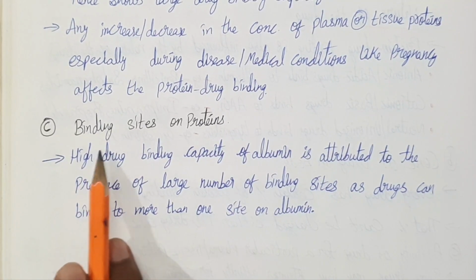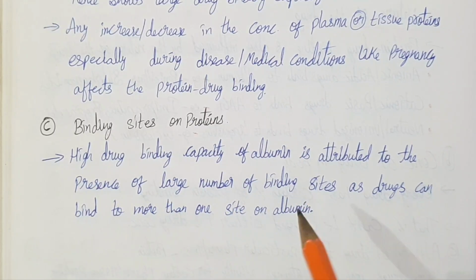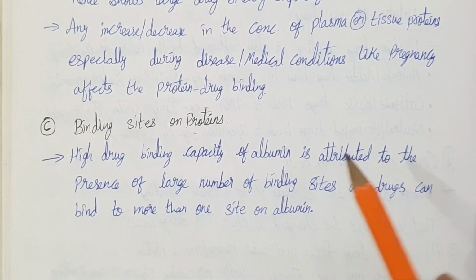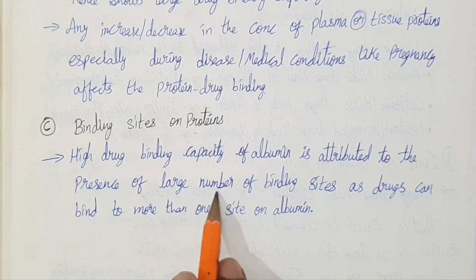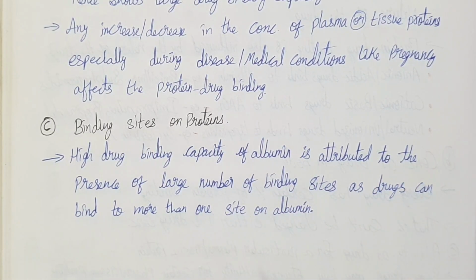Now we have binding sites on proteins. Here you can take the example of albumin. Albumin has multiple binding sites. A large number of binding sites albumin has, allowing it to bind many different drugs. It can bind with many different drugs at once.